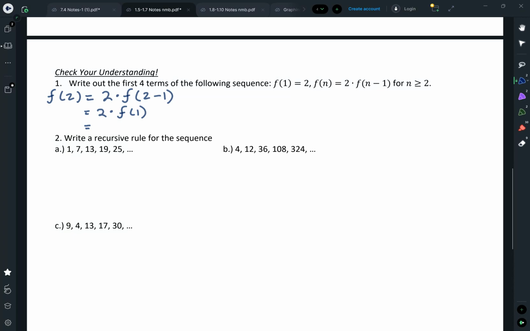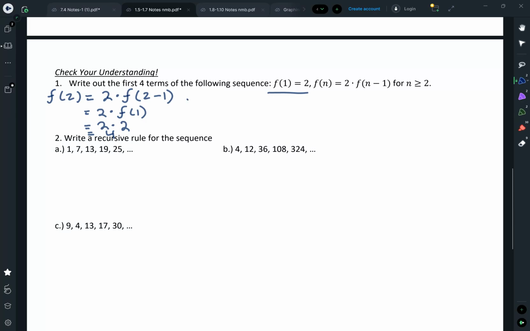And f of 1 has a value. That's the previous term. F of 1 is the term before f of 2. F of 1 is the first term, f of 2 is the second term. So this is going to be 2 times, and it says f of 1 equals 2. So 2 times 2, which is 4. So really, this was a lot of work. All I'm really doing here is taking 2 and multiplying by the previous term.